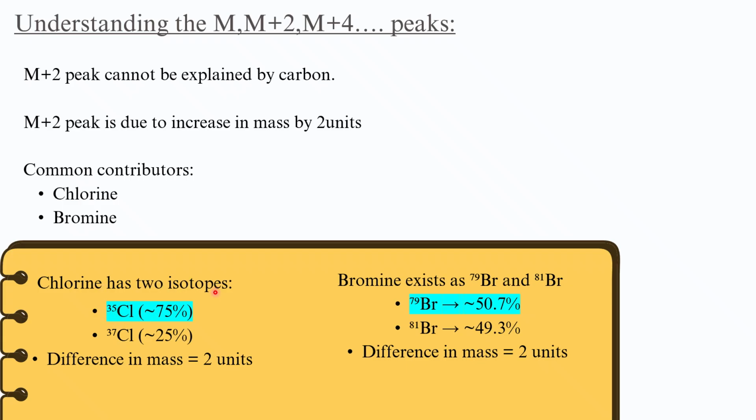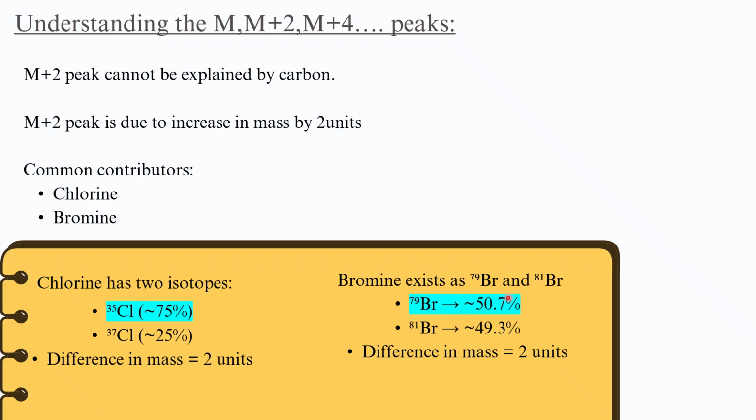So this will be most abundant and this will give me the M peak. Okay, and this chlorine 37 is less in abundance, hence this will give me what? M plus 2 peak. Why M plus 2? Because the molecular mass increased by 2 units.